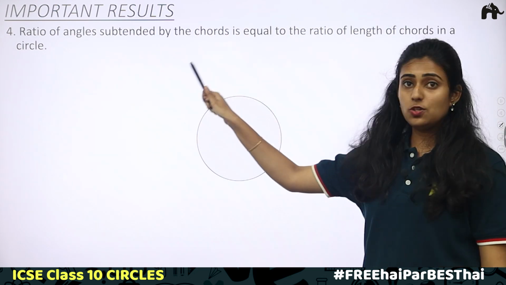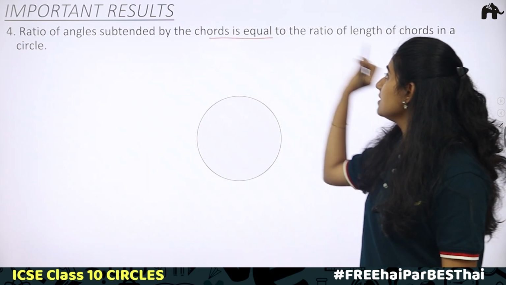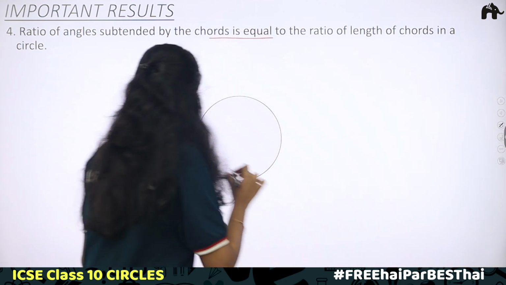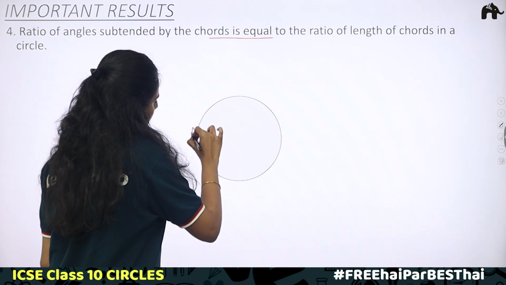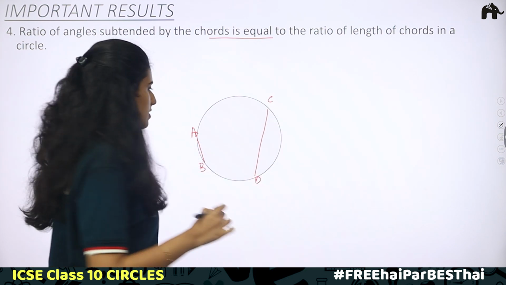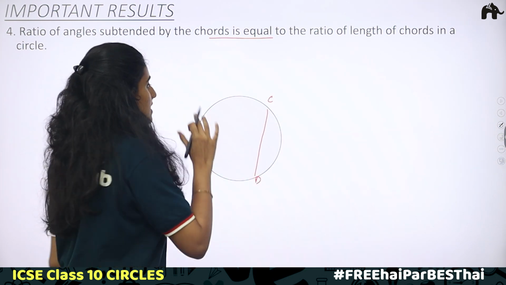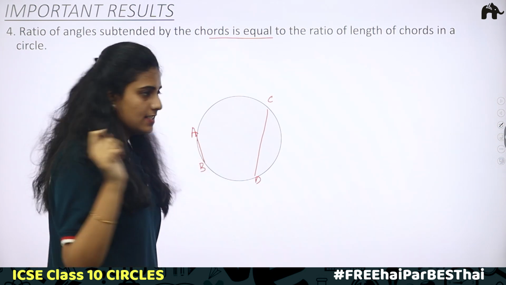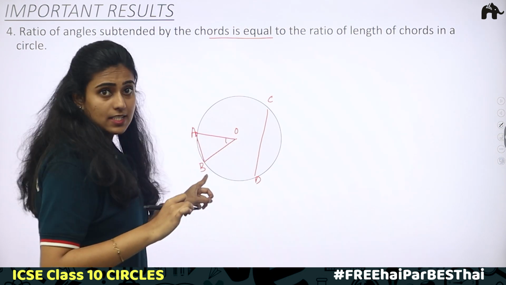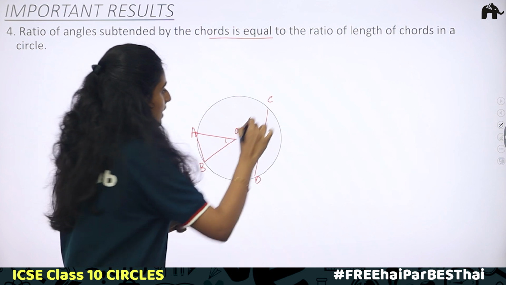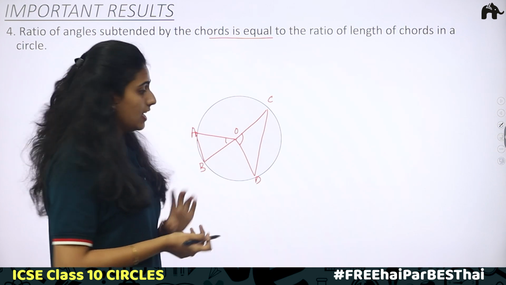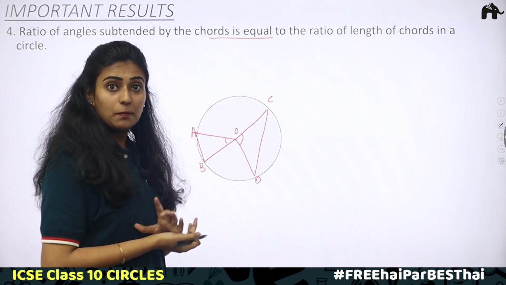Okay, fourth one: the ratio of angles subtended by chords is equal to the ratio of the lengths of the chords in a circle. Here, I'll be taking 2 chords. This is AB and this is CD. First result we have studied: the angles subtended by equal chords are equal at the center. Okay, here we have center O. This is angle AOB, the angle subtended by chord AB, and this is angle COD, the angle subtended by the chord CD. Here AB is a small chord and CD is a bigger chord.